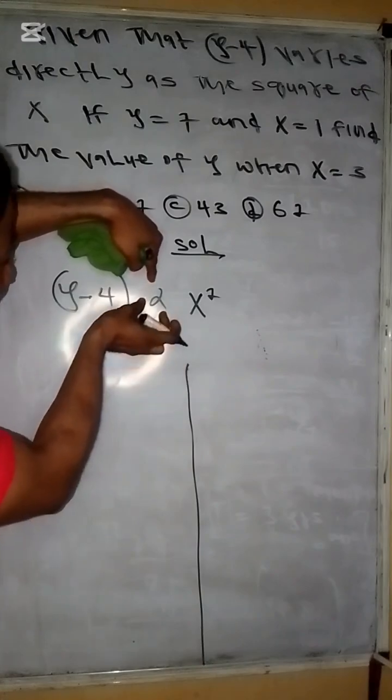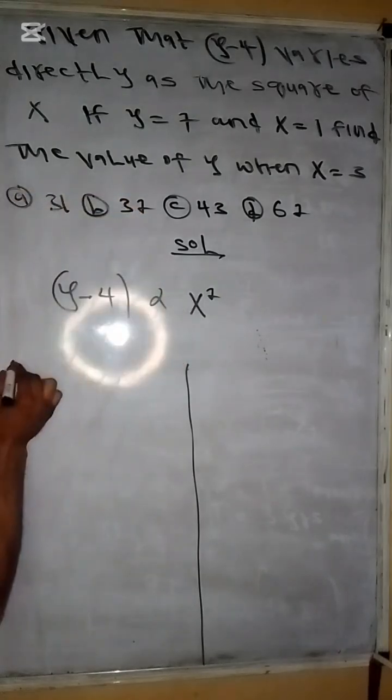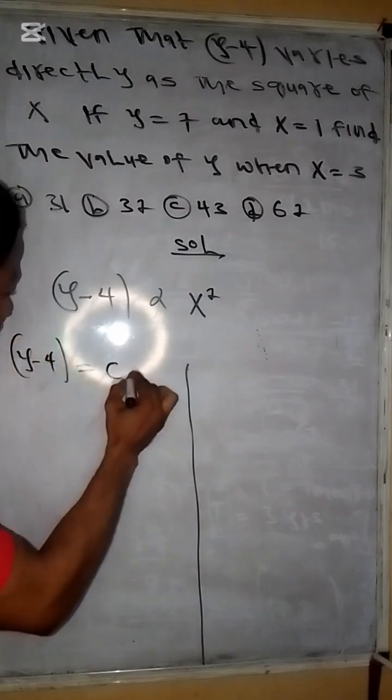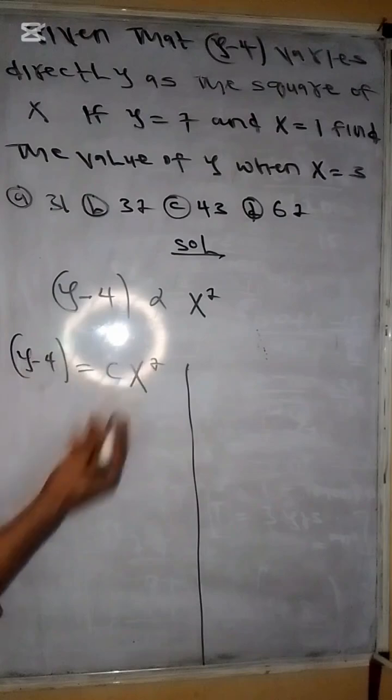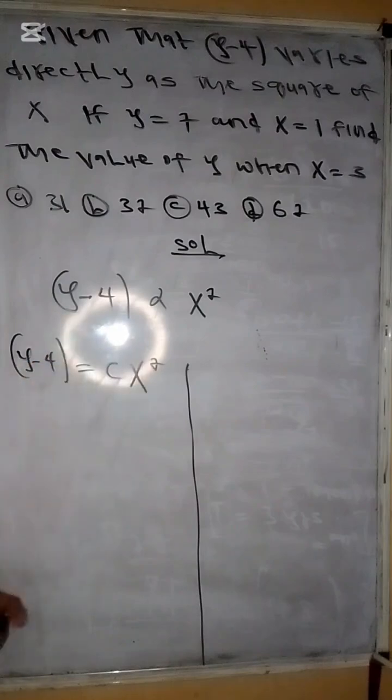We need to invite our equality sign and introduce our constant. So having said that, now we can write that as y minus 4 is equal to c s squared, where this c is our proportionality constant, or the constant of proportionality. Now all we need to do from here is to solve this equation for c. Let us get the value of c.